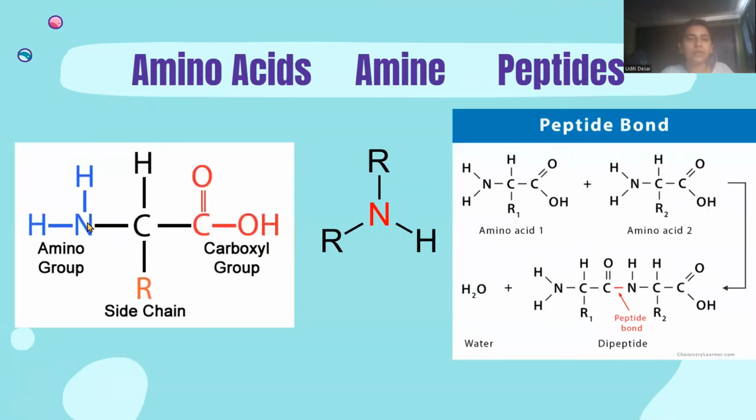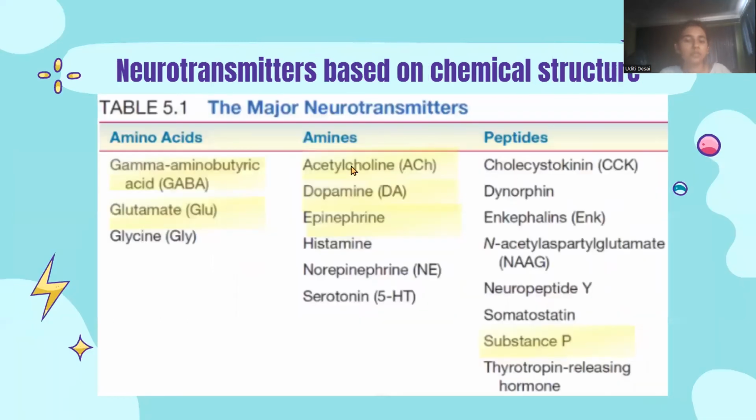So just to review, I wanted to provide the structures of the amino acids, amines, and peptides. With amino acids, we know they have the amino group, the R side chain, and carboxyl group. Amines contain the nitrogen atom with one or more hydrocarbon groups. And peptides are basically chains of amino acids. And here are some examples of each one.